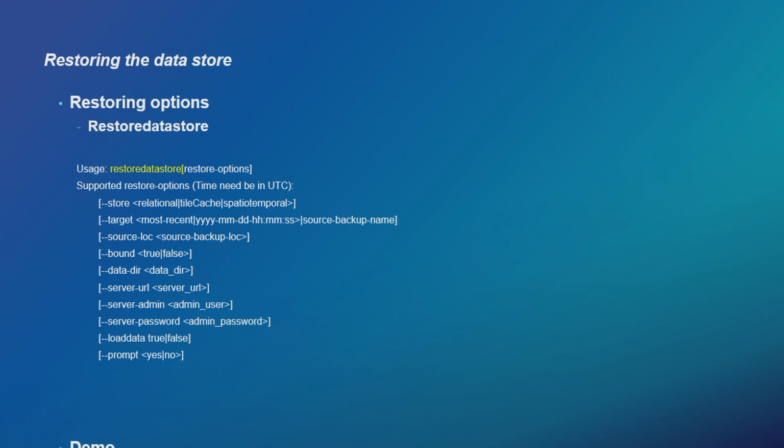In other words, you're just going to load the schema up. Then you spin up or configure all your other spatiotemporal big data store machines, assuming you lost all of them. And then you run it again with load data true. Then it will load the data. It's a quick, fairly efficient way of getting your spatiotemporal big data store back.